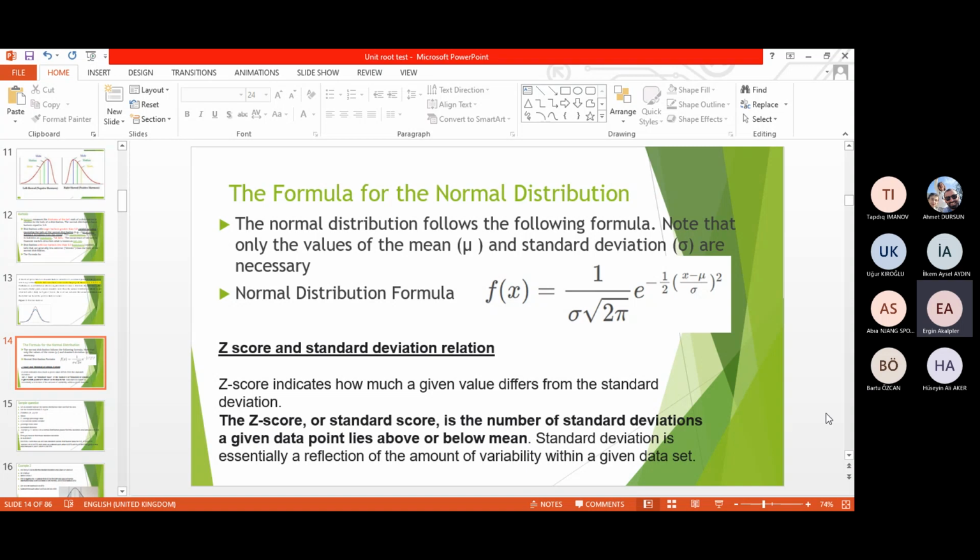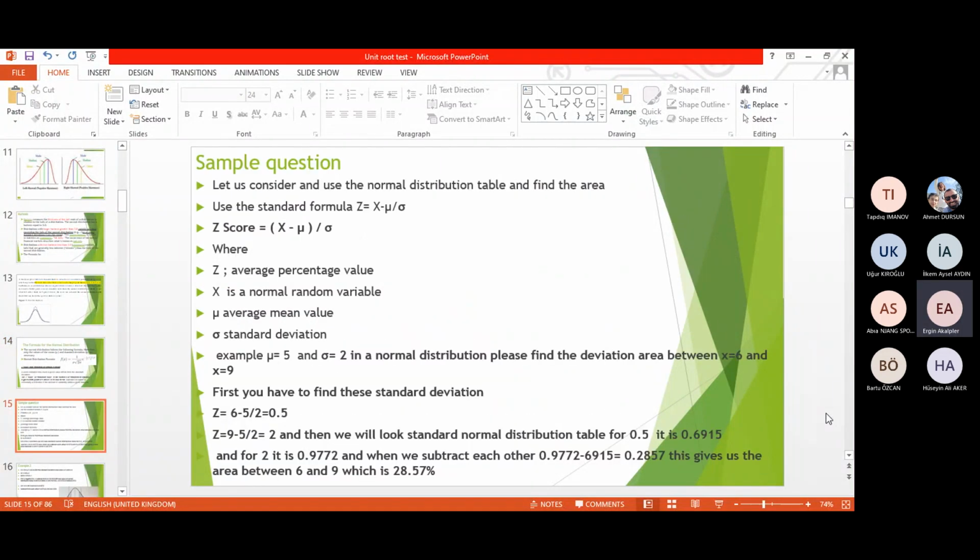The z-score and standard deviation relation. The z-score indicates how much a given value differs from the mean in standard deviations. The z-score, or standard score, is the number of standard deviations a given data point lies above or below the mean. The standard deviation is essentially a reflection of the amount of variability within a given data set. We are giving here a sample question or example.